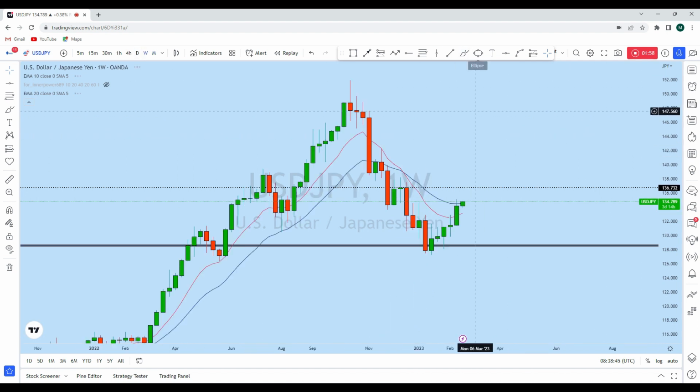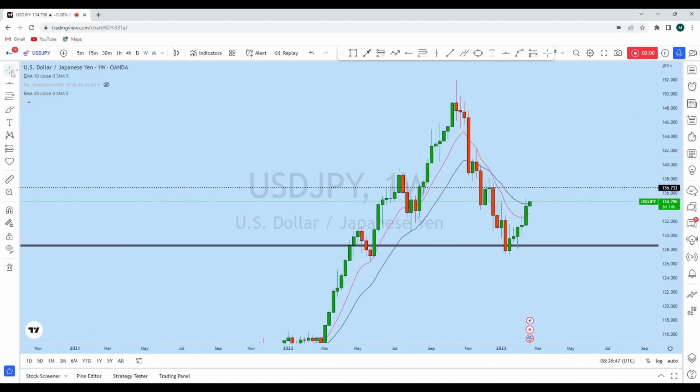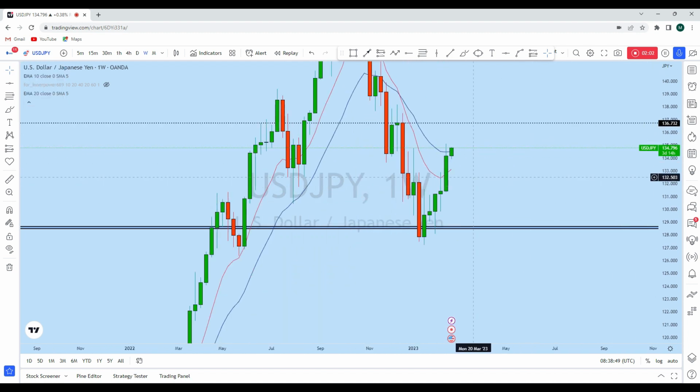If we look at the weekly time frame to see how it is doing, we saw that the previous week there was a long bullish engulfer that doesn't have any wick at the bottom, and also there is a little bit of wick at the top. That's the sign that this candle has huge volume in it.